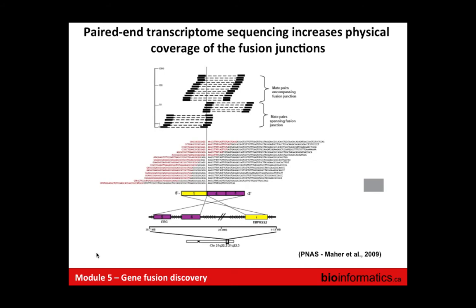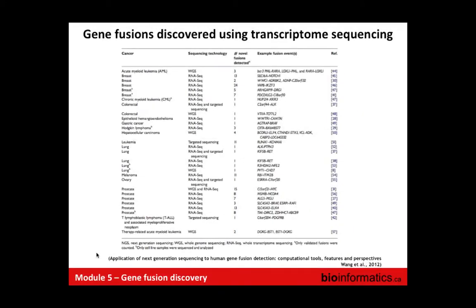And most of the fusion detection algorithms, including the one we're going to look at, TopHat-Fusion, and ChimeraScan, which Chris has developed, are looking for some amount of evidence from both of these categories. And you can detect some fairly complicated rearrangements with these approaches, not just a simple fusion.